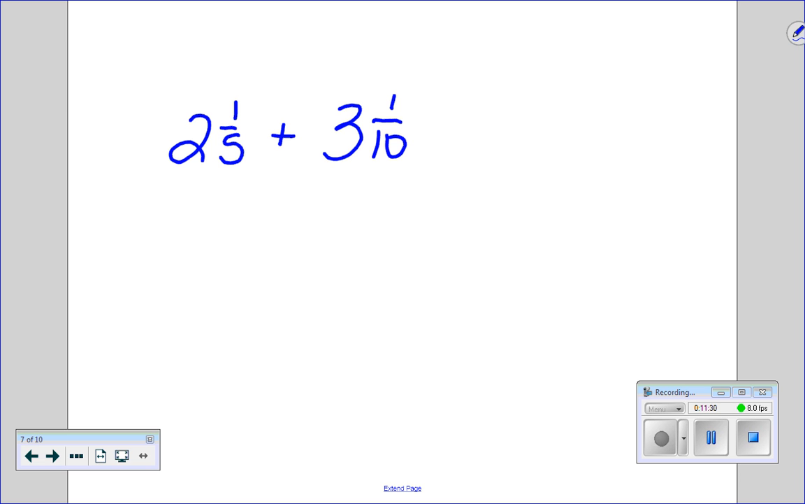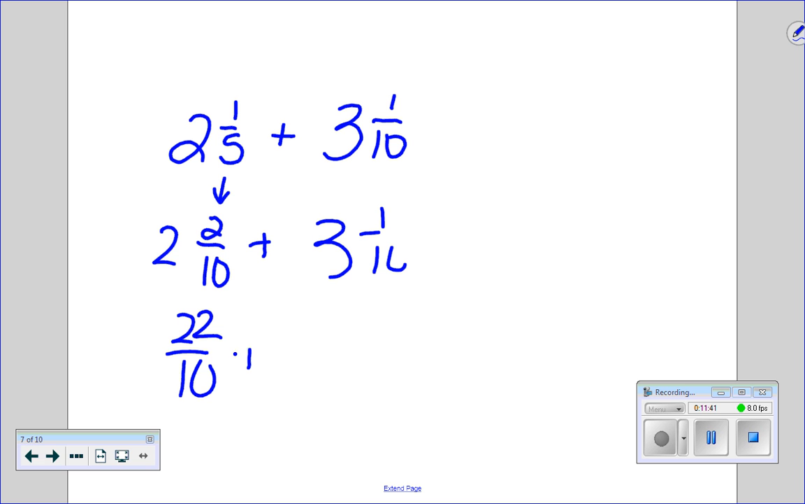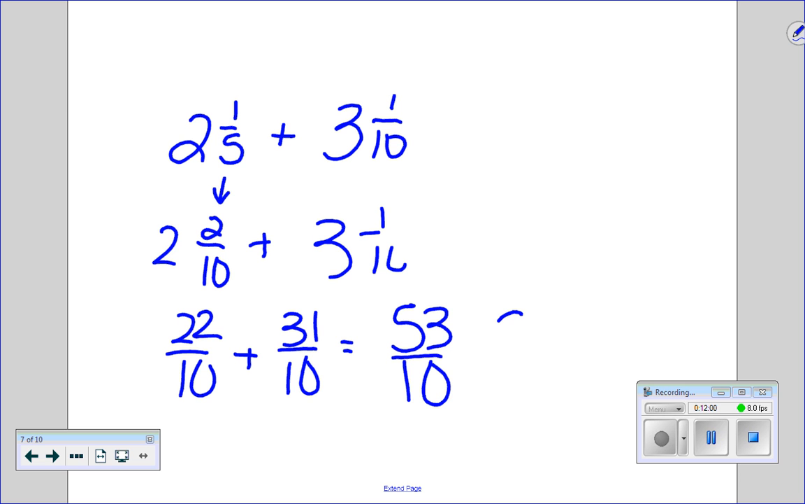Okay, so improper fraction way, hopefully you changed the denominator first. So then it was 2 and 2 tenths plus 3 and 1/10. And then you did 22 over 10. This is an easy one. Plus 31 over 10. Does that look familiar so far? Do I need to stop? Do I need a second to finish? So then I get 53 over 10. And then you should have got 5 and 3/10. That look great? Okay.